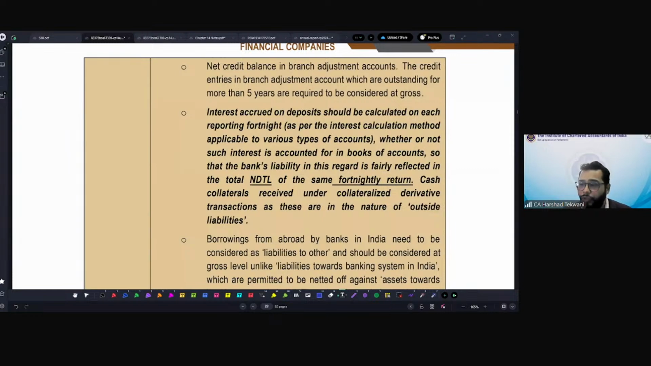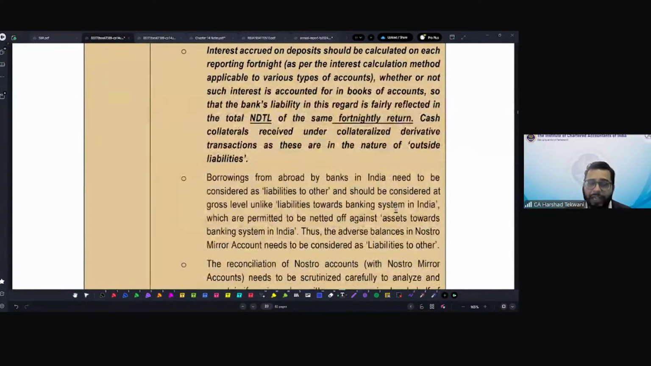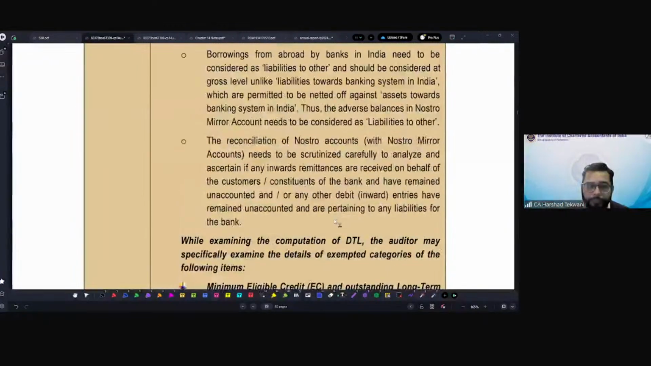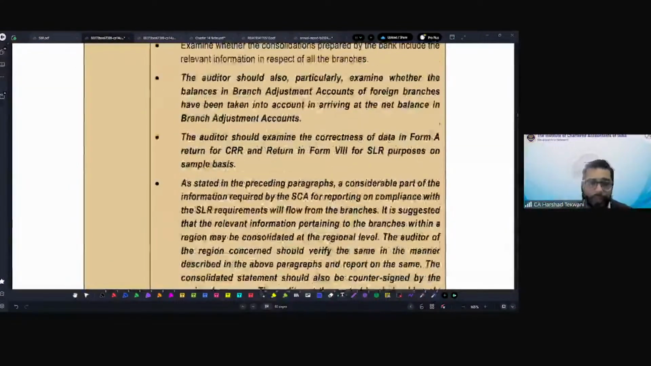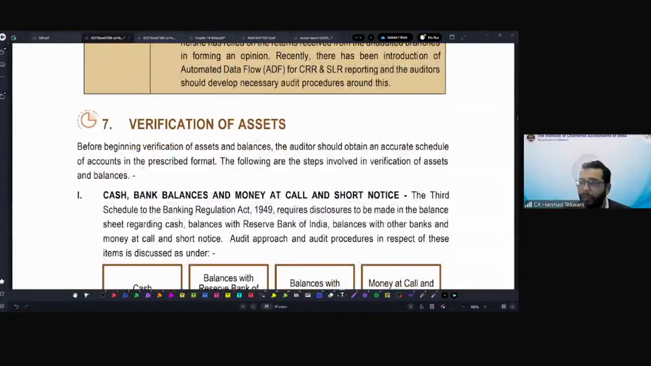There are specific nostro accounts which you need to consider when you are calculating SLR or CRR. So basically, if you want to audit this particular area, you need to have a detailed understanding of the circulars, a detailed understanding of that particular requirement. Okay. Now that was with respect to CRR or SLR. Any doubt with respect to that? Any doubt?